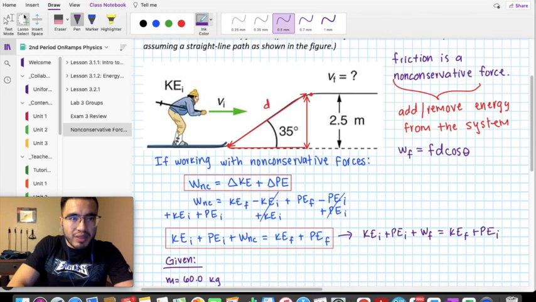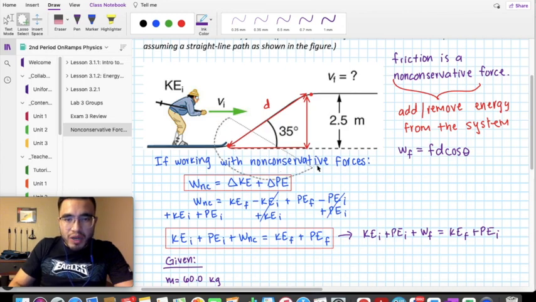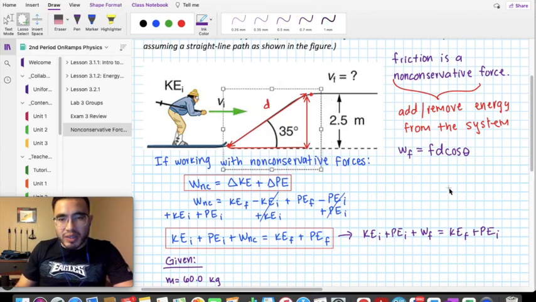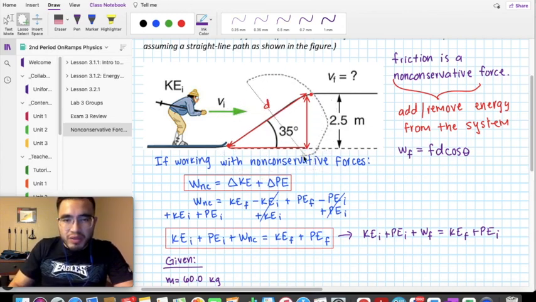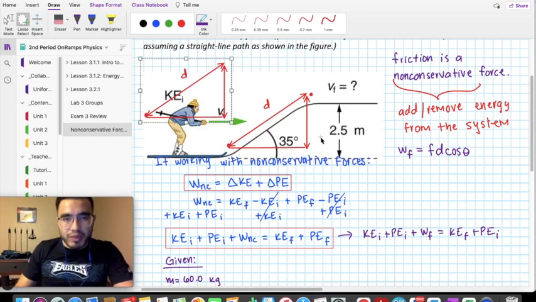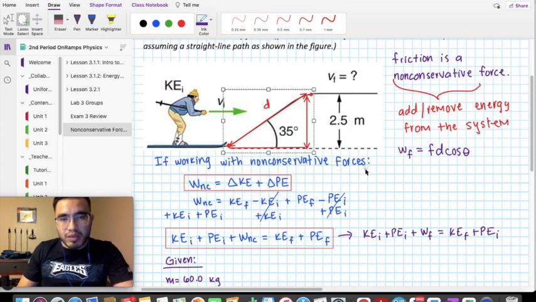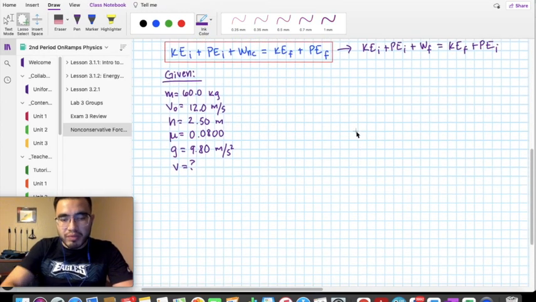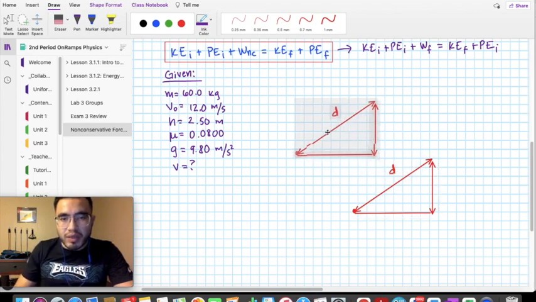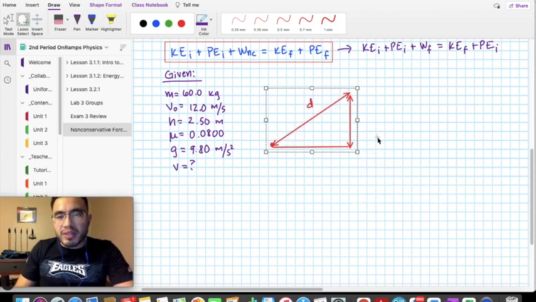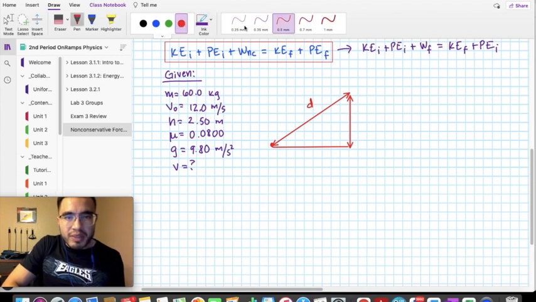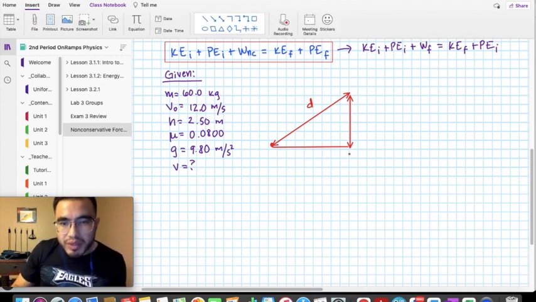So let's find distance d first. To do that, I'm going to copy this triangle, and some words, here. So let's find distance d. I'm sure everyone can see the 90-degree angle, which is here.